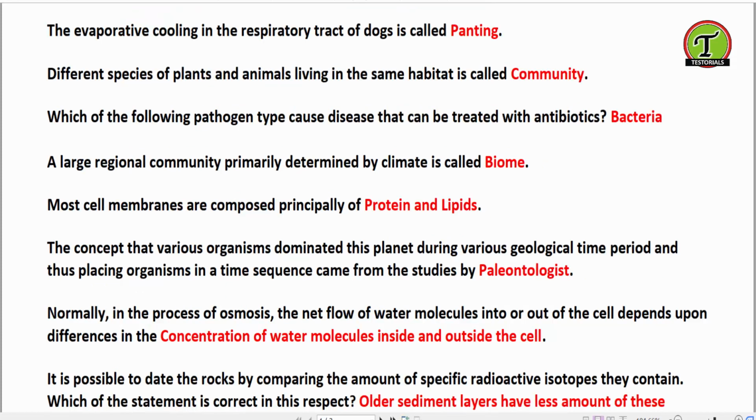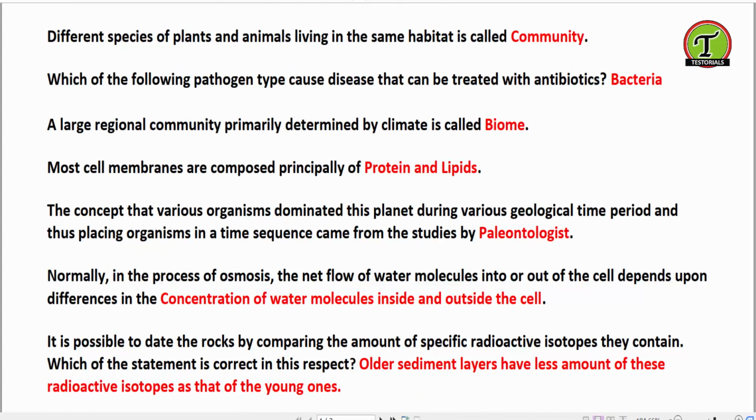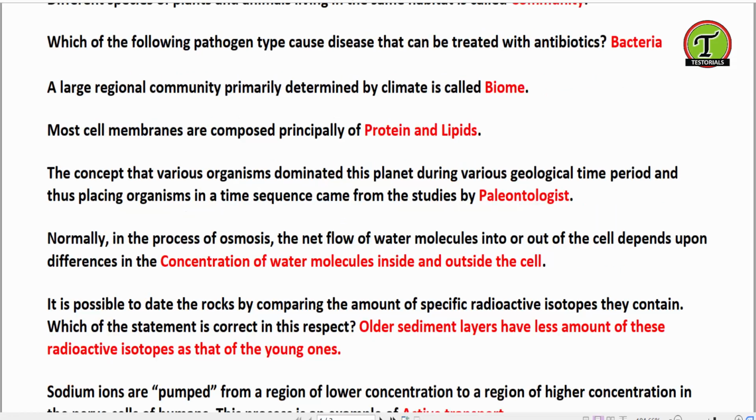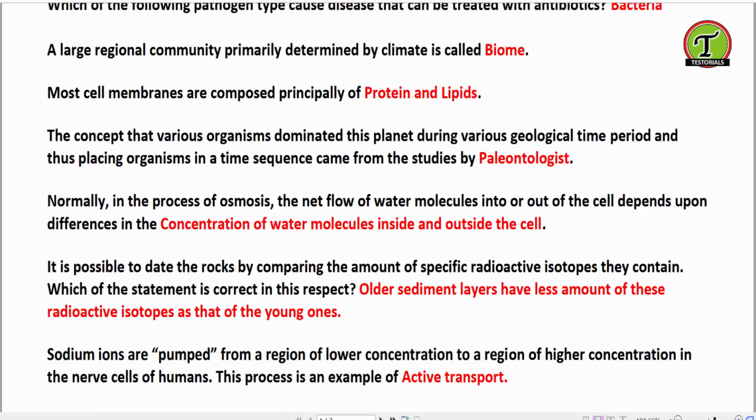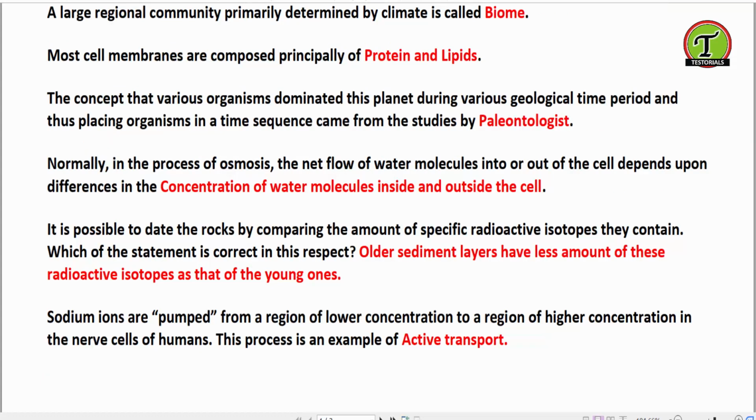Which of the following pathogen type cause disease that can be treated with antibiotics? Bacteria. A large regional community primarily determined by climate is called biome. Most cell membranes are composed principally of protein and lipids. The concept that various organisms dominated this planet during various geological time period and thus placing organisms in a time sequence came from the studies by paleontologists.